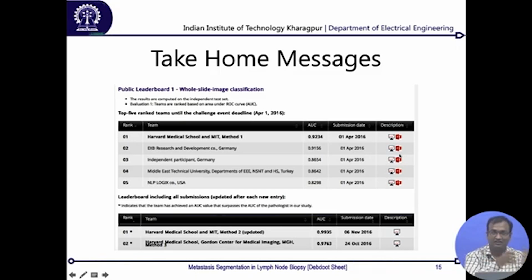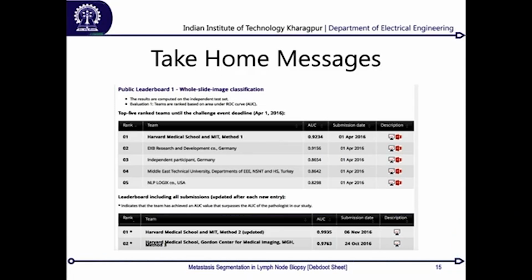Since we have already done some hands-on programming experience as well, I would strongly encourage all students to go ahead and participate in these grand challenges, not just for the sake of learning, but also for providing community-driven solutions to major medical image analysis problems we are facing today.